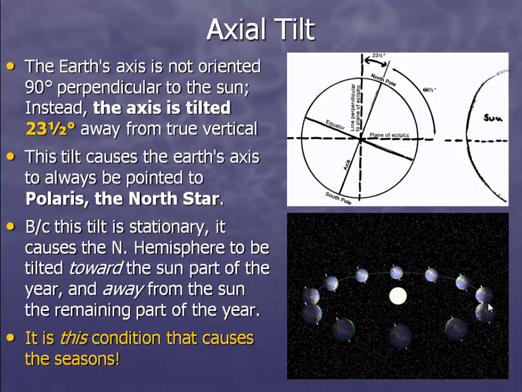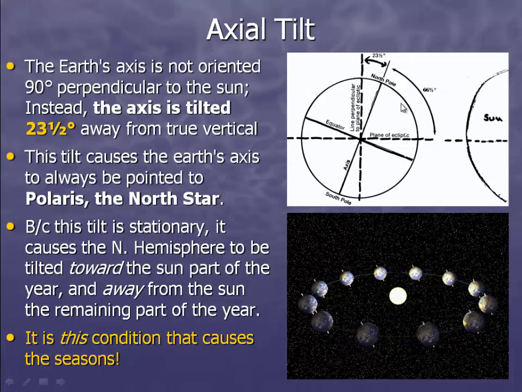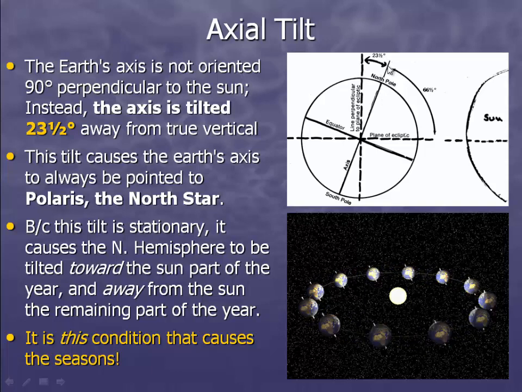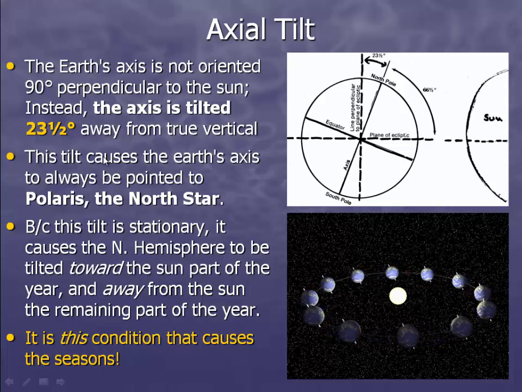If you were to draw a straight line vertical through the Earth, you would see that the North and South Pole are actually tilted 23.5 degrees off of true vertical. So, using the geometry diagram in the upper right, the North Pole creates an angle between true vertical north and the North Pole of about 23.5 degrees, leaving 66.5 degrees from the North Pole to the elliptical plane. Take a look at the bullet point over on the left-hand side. This tilt causes the Earth's axis to always be pointed towards Polaris, which is the North Star.